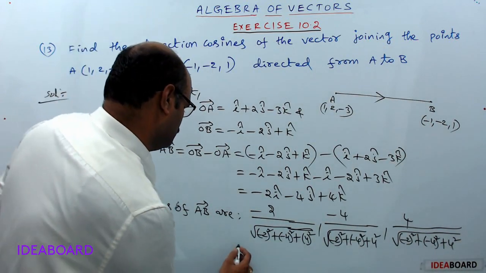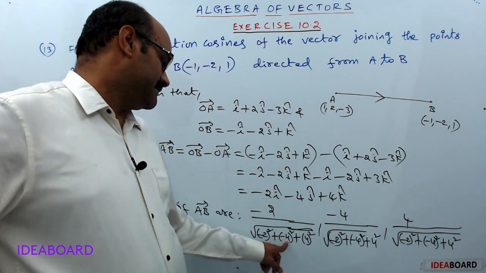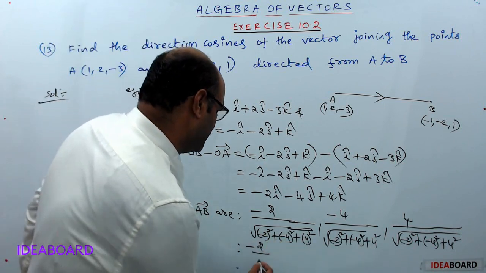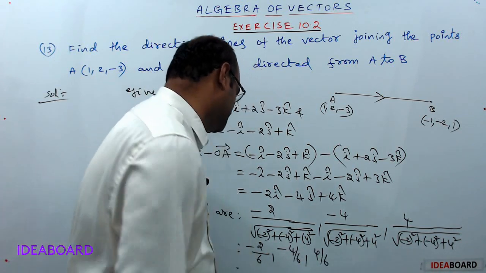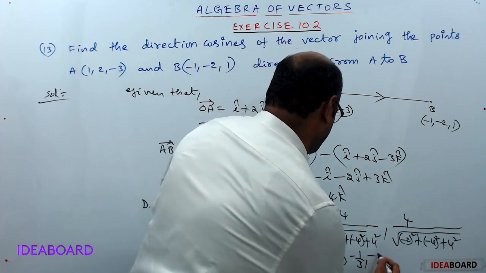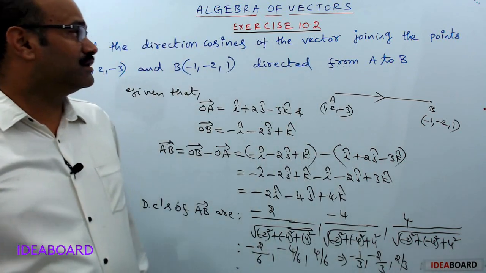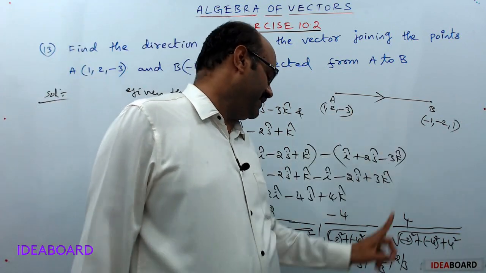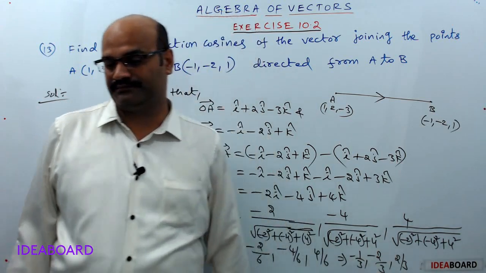Equal to minus 2 upon square root of 4 plus 16 plus 16, that is 36, square root of 36 equals 6, minus 4 by 6, comma, 4 upon 6. So the DCs are minus 1 by 3, minus 2 by 3, 2 by 3. Therefore, the direction cosines of the vector AB are minus 1 by 3, minus 2 by 3, 2 by 3.